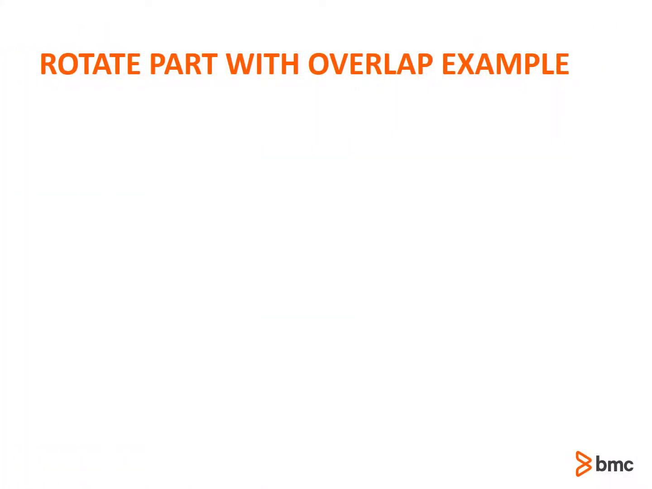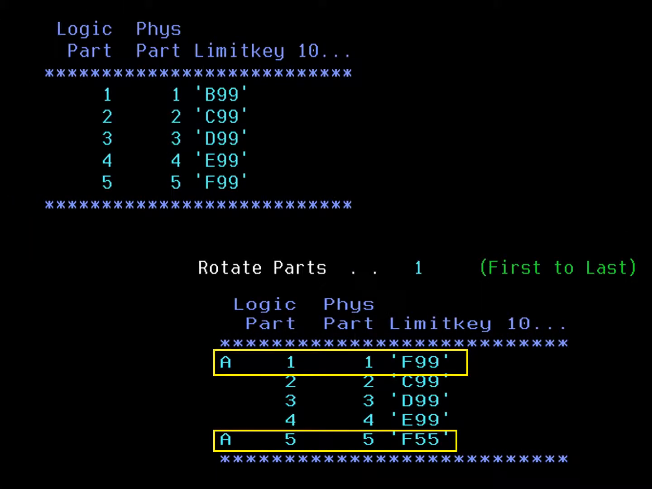Now let's look at a rotate parts with overlap example. So here you can see the original limit keys in the upper part of the screen. In the lower part, you can see the new changes specified to modify the last partition limit key and rotate one partition. As you can see, the limit key for part 5 was changed from F99 to F55. The new value is less than the original value. And you can see that the rotated part has a limit key value of F99, and that is equal to or less than the original last part value. This is an overlap, so what happens now?